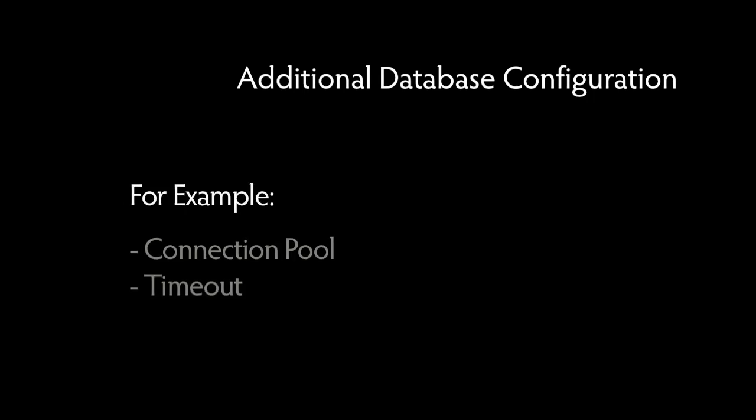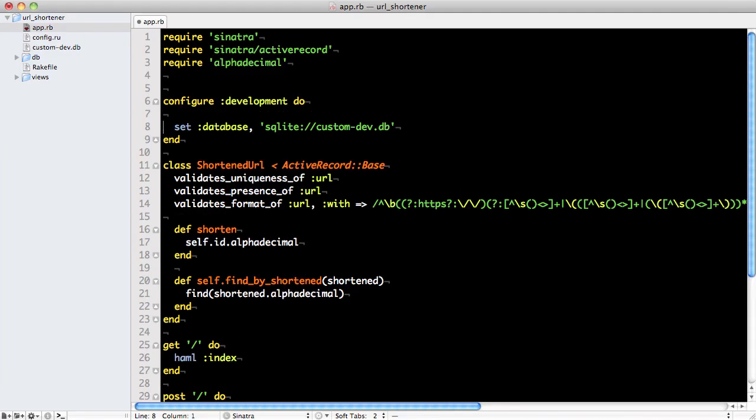There may come a time when you want to configure additional options for your database connection. For example, you may want to set the connection pool and timeout values. This can be done by setting a hash of options to database extras. You should set your options before you set your database URL. So you'd do something like this: set database extras, then pool set to 5, and timeout set to 3000. And that's all you'll probably need to know about configuring ActiveRecord with Sinatra.